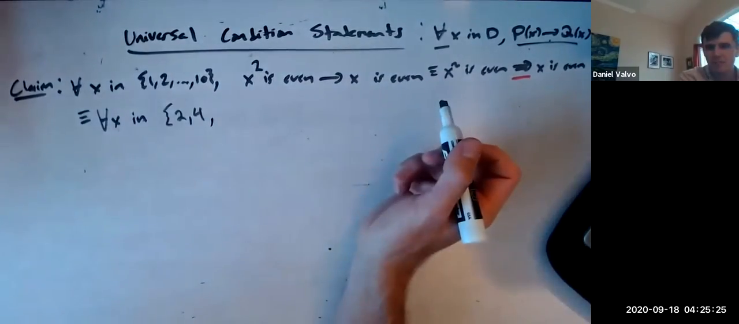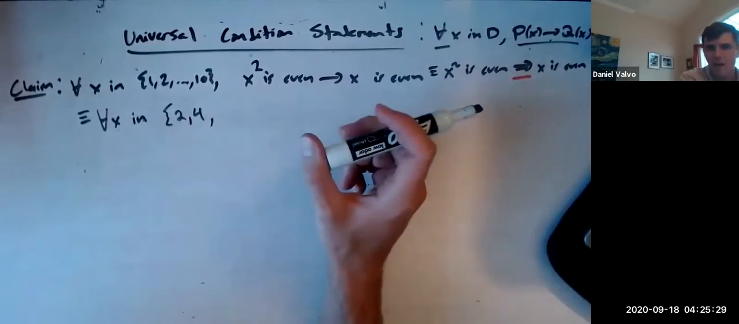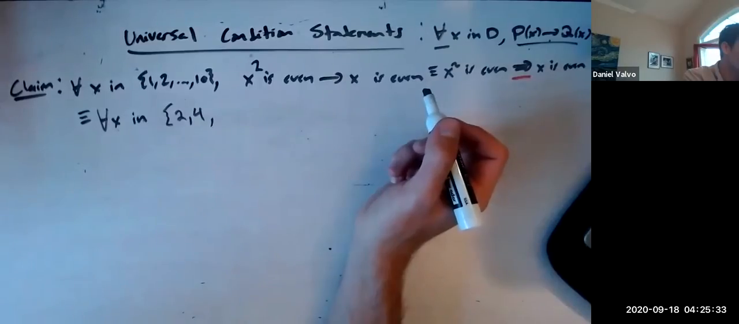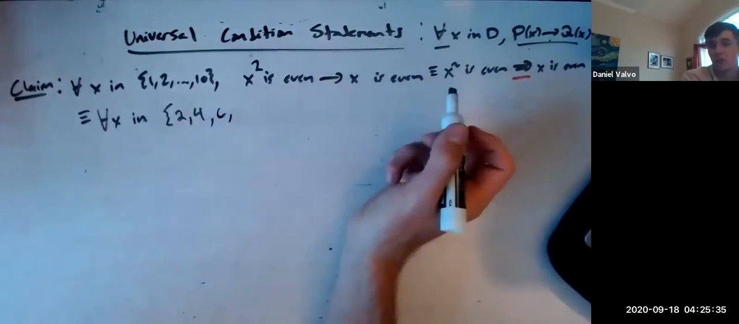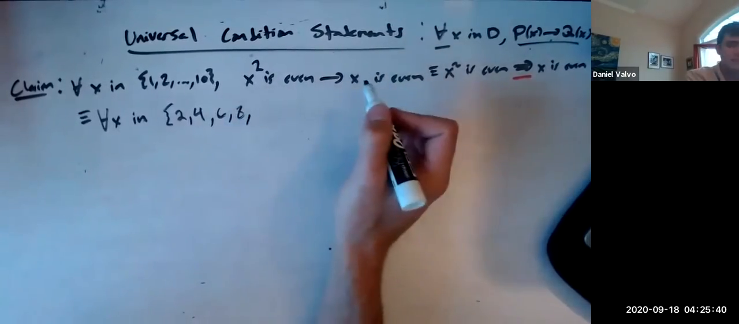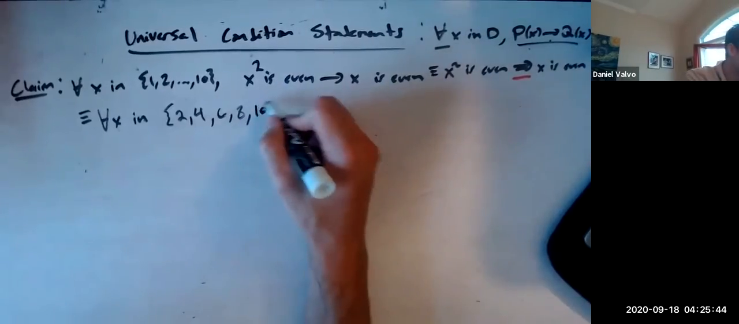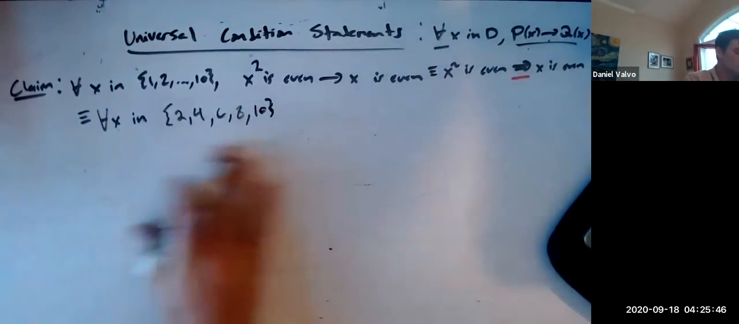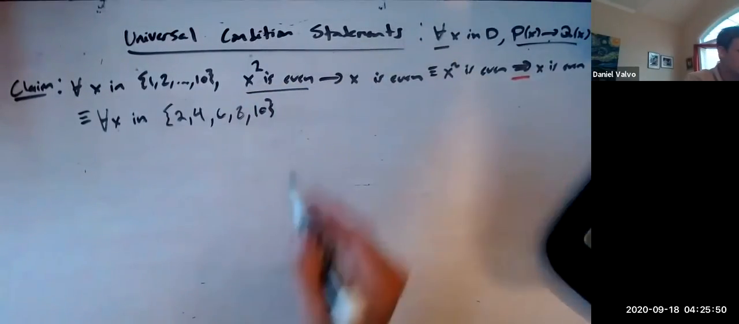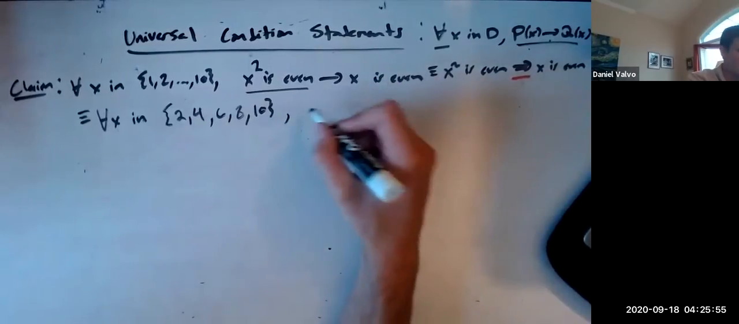5 squared, 25, is that going to be in the truth set of x squared is even? Nope, not going to be there. 6 squared, 36. Yep, it's there. 7 squared, 49. Odd, not there. 8 squared, 64. Yep, it's there. 9 squared, 81. Odd, not there. 10 squared, 100. That is even, so it's there. So this is equivalent to just restricting your domain to this, because those are all the places that will satisfy your hypothesis. So for all x in this set, the conclusion will happen.